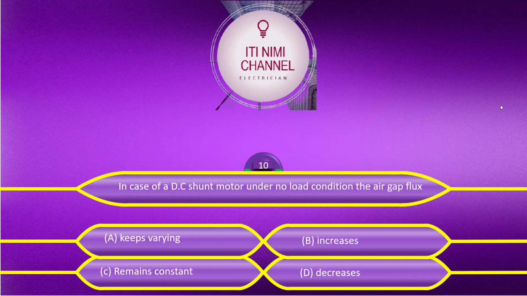In case of DC shunt motor, under no load condition, the air gap flux option A keeps varying, option B increases, option C remains constant, option D decreases. The answer is remains constant.